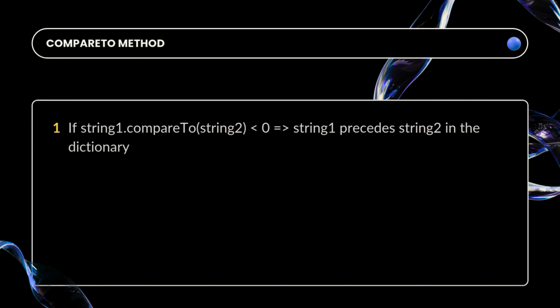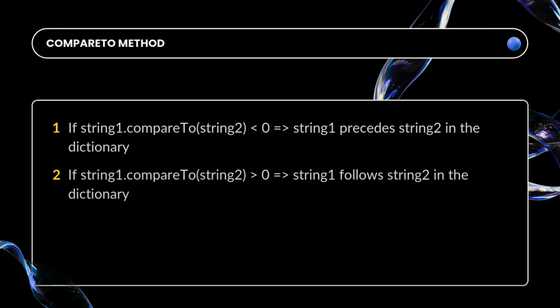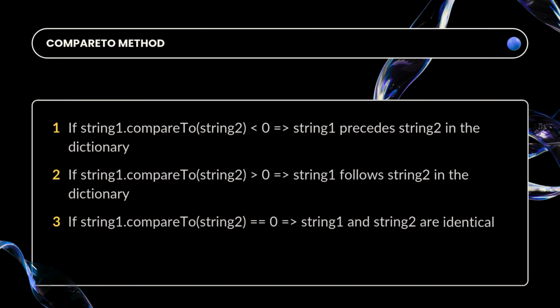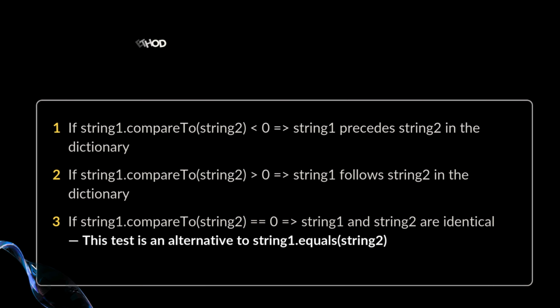compareTo(String other) compares strings in dictionary lexicographical order. If string1.compareTo(string2) is less than 0, then string1 precedes string2 in the dictionary. If string1.compareTo(string2) is more than 0, then string1 follows string2 in the dictionary. If string1.compareTo(string2) == 0, then string1 and string2 are identical. This test is an alternative to string1.equals(string2).